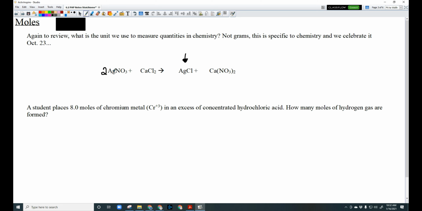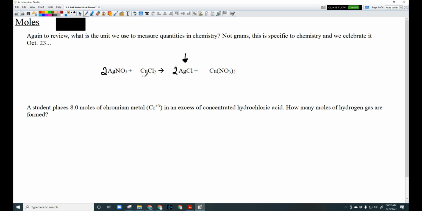Now, that unbalanced our silver that we balanced first. So I have to backtrack. We have 2 silvers here, so I'm going to have to make 2 silvers here. Okay, so now we have 2 silvers and 2 nitrates.